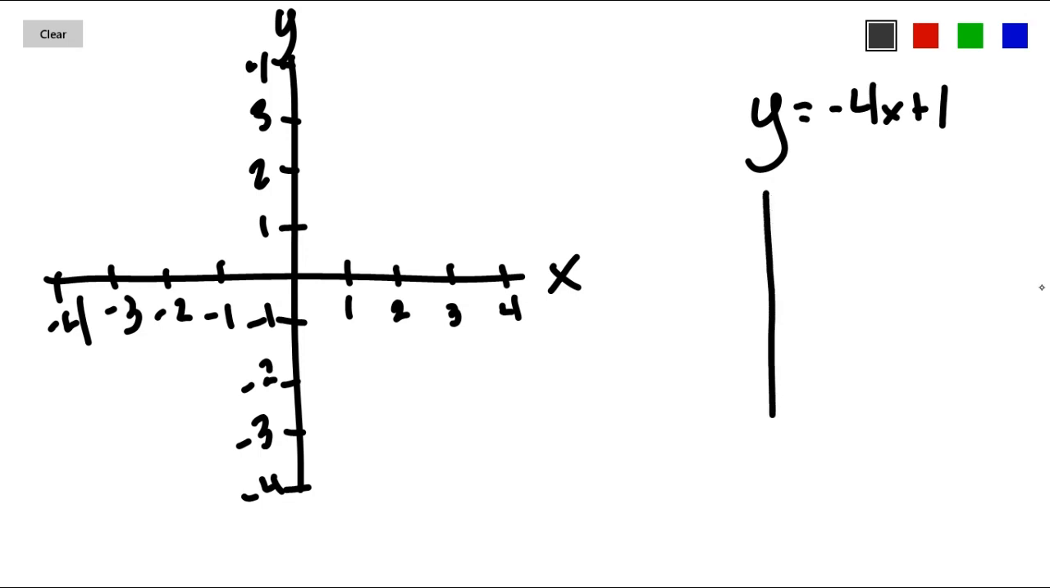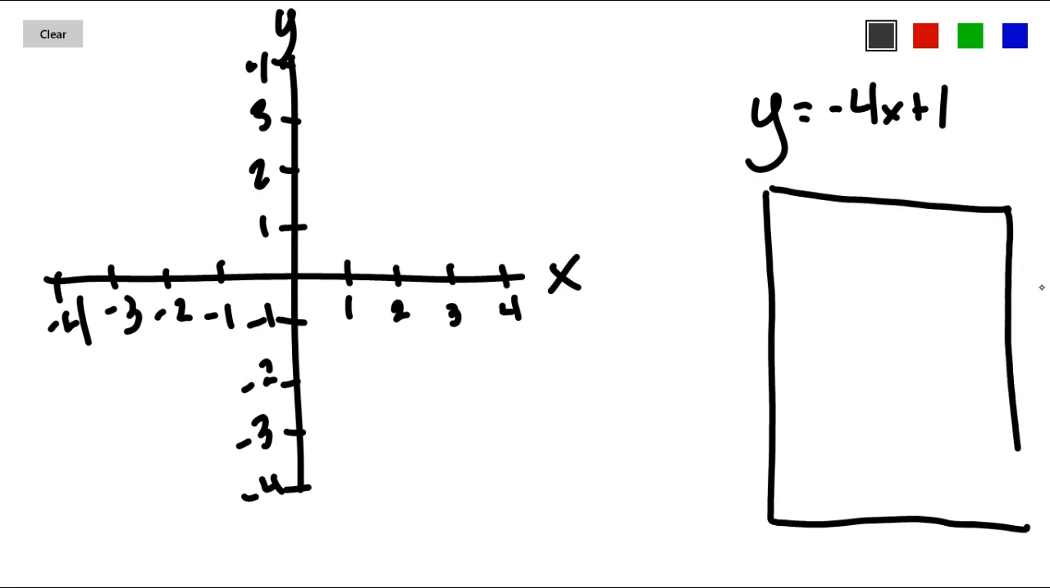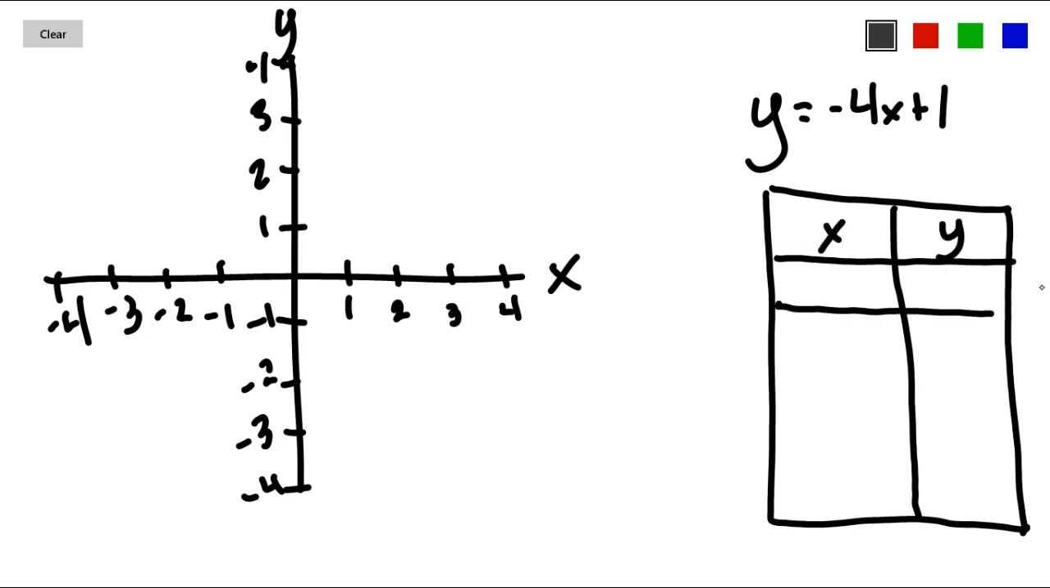a table. And in this table, I'm going to have two columns. On the left column will be the x values, and in the right column will be the y values. And then what I'm going to do is just have different slots for different x values and see what I get when I plug them in and evaluate the expression.